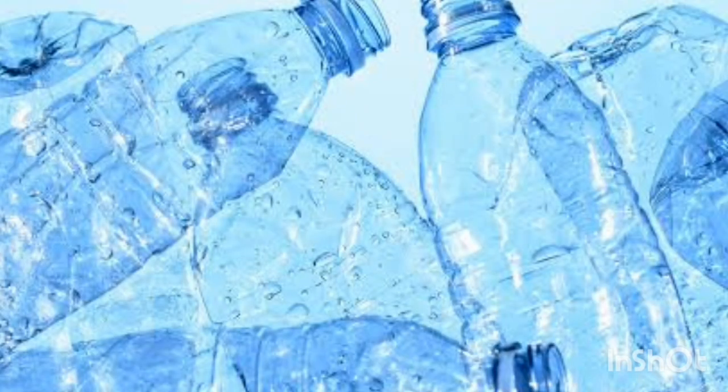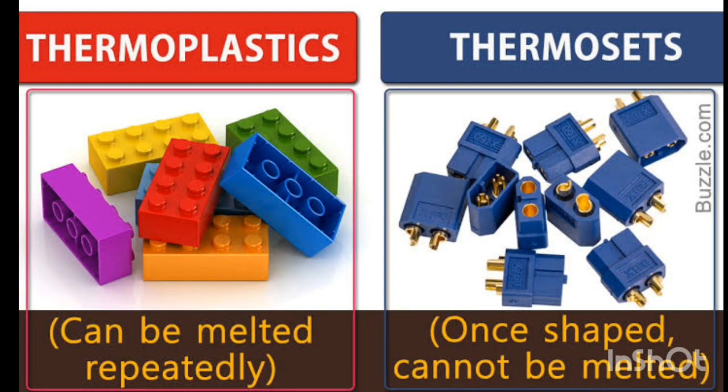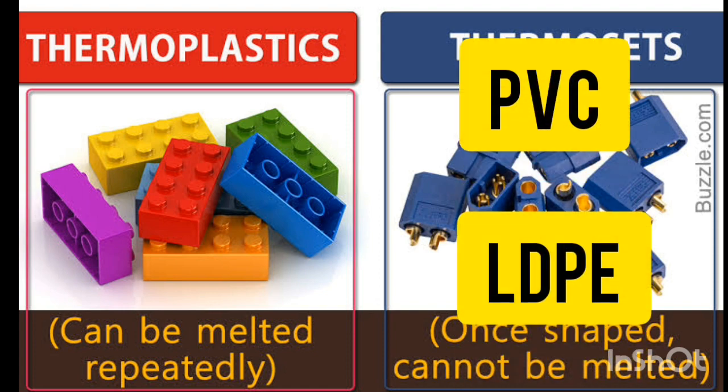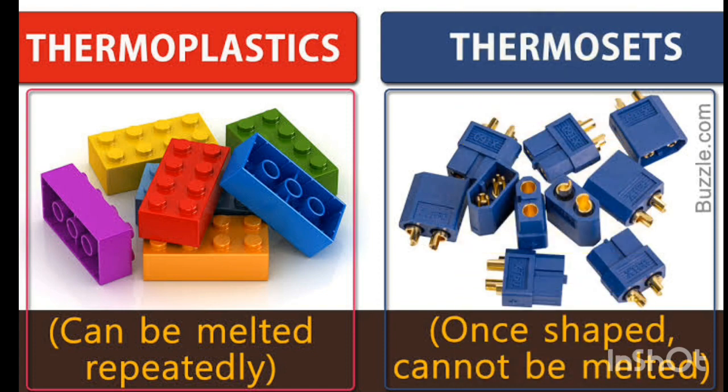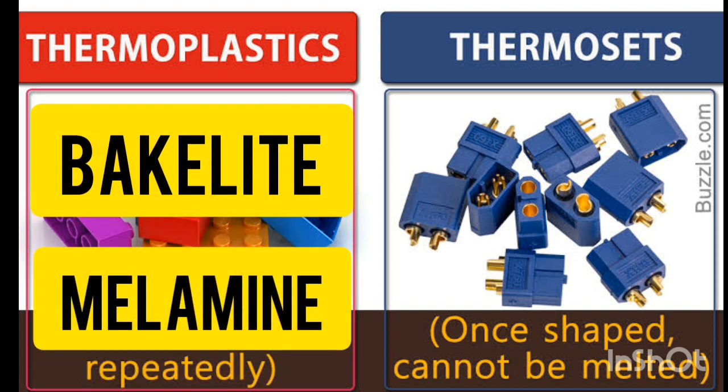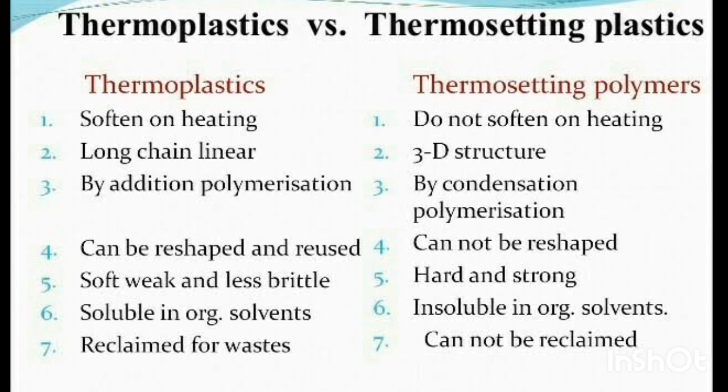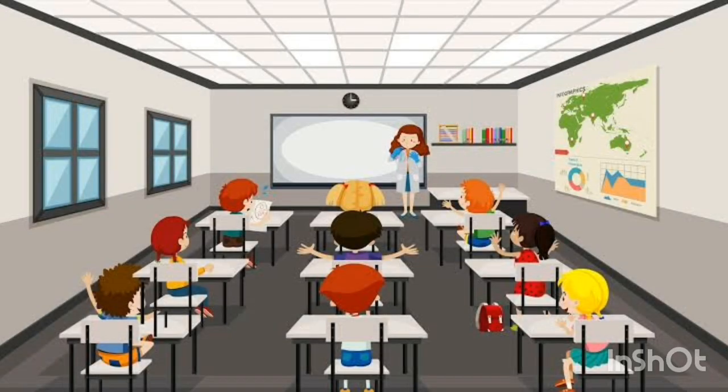In the previous class we have seen about plastics and their types. That is thermoplastics. Thermoplastics are the plastics that can be molded on heating. Example: PVC, LDPE. Then we have seen thermosetting plastics. That is, thermosetting plastics cannot be molded on heating. Example: bakelite and melamine. Then we differentiated thermoplastics from thermosetting plastics. Now let us start today's class from the uses of plastics.